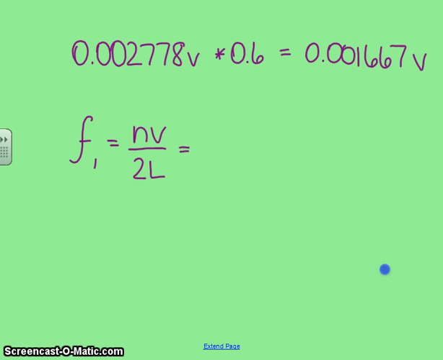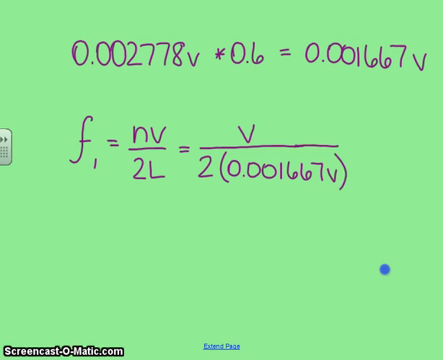Same equation here. N is 1. I'm going to leave V in there as a variable just as I did before since I don't know it. And then I'll have 2 times that new length, 0.001667V. Now notice that I've been careful not to round, because if I round even just a little bit, I'm going to get a hugely different answer since this is just such a small number. As you can see here, the V's cancel, so that's all good. And we get a new fundamental frequency of 300 hertz.